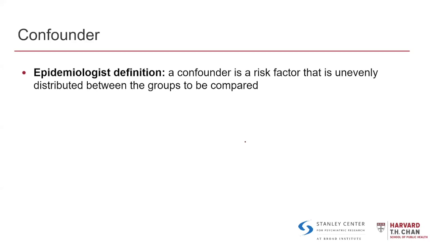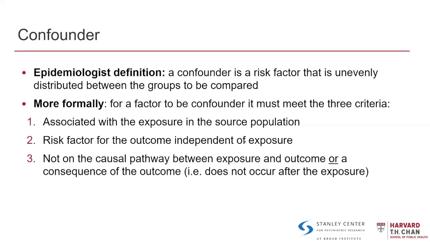So what is the formal definition of confounding? A confounder from an epidemiology point of view is a risk factor that is unevenly distributed between the groups to be compared. And this is really important. Oftentimes, people try to define a confounder based on statistical analysis, which is wrong. So I want you to really understand the concept behind an epidemiologic definition of a confounder.